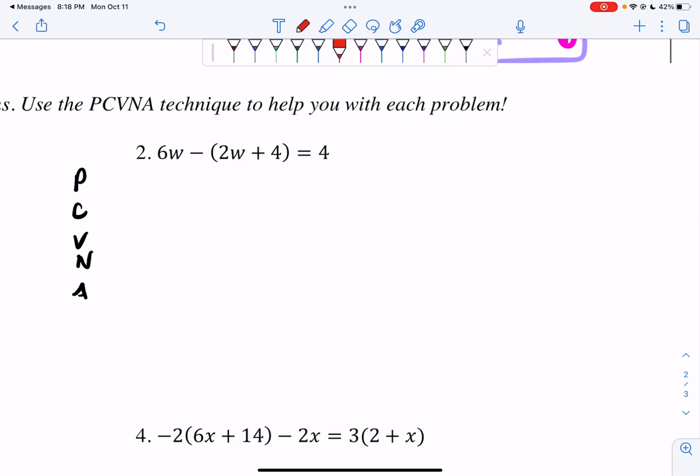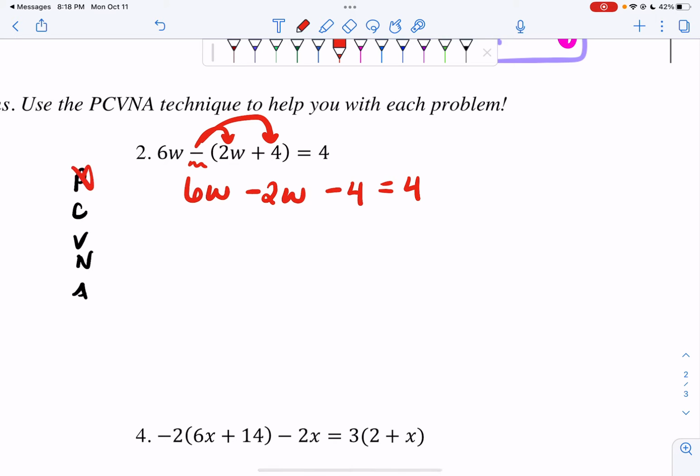If I look, I do have parentheses. I have parentheses right here. But to the left of them, I have a minus sign. So what we're really doing is distributing that minus sign to the 2w and to the 4. So when I rewrite this, I have 6w. This negative being distributed to 2w makes it a minus 2w. And then my minus being distributed to a positive 4 makes it a minus 4. And this is all equal to 4. I now no longer have any parentheses.